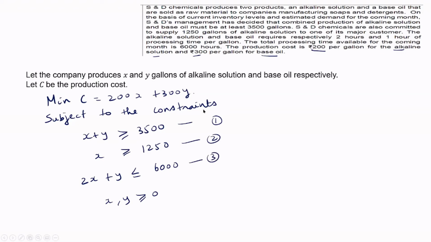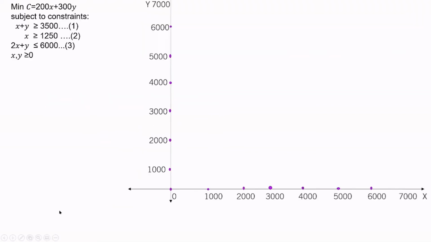So now we have formulated the given problem as a linear programming problem. Now we have to use the graphical method or the corner point method to find the optimal solution. So let us draw the graph. A graph sheet will be given for this question. So let us draw each of these lines on the graph sheet. First let us take the first equation, x plus y equal to 3500.